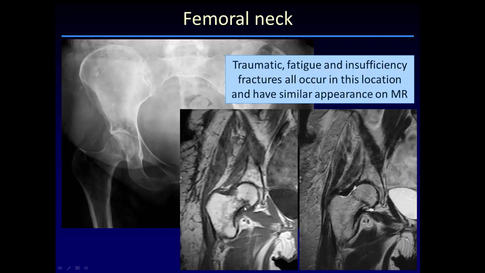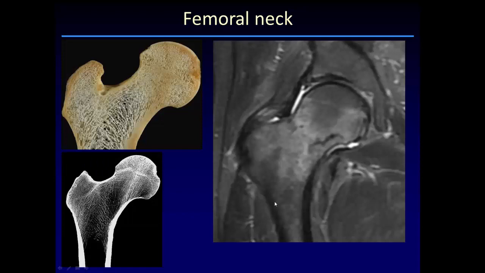Now remember that in this location, fractures, whether they're caused from trauma or fatigue or insufficiency, all have a rather similar appearance. They tend to involve the inner aspect of the femoral neck, and they tend to, again, cross those compressive trabeculae that I mentioned to you earlier.